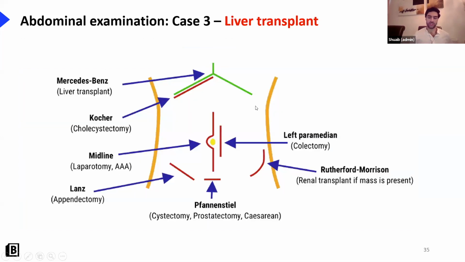And be aware of your scars. So here I just wanted to highlight Mercedes-Benz is your liver transplant, and Rutherford Morrison, also known as a J-shaped scar or a reverse hockey stick scar, is the renal transplant scar.